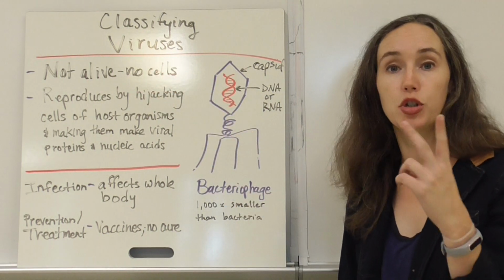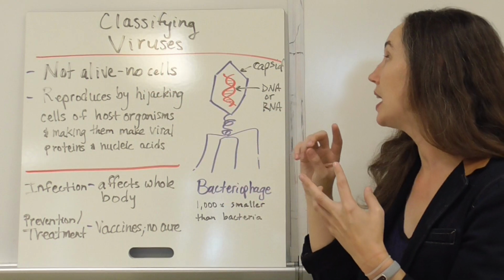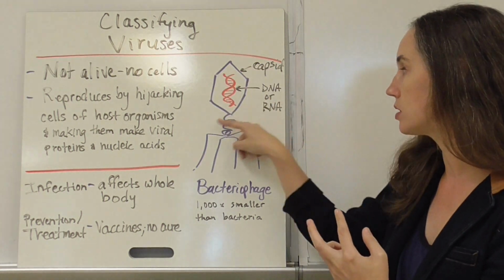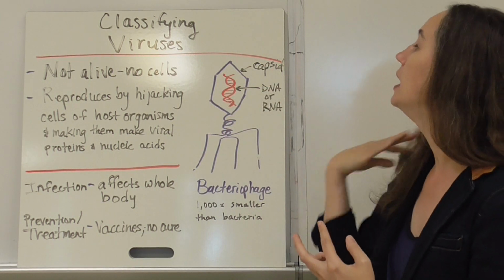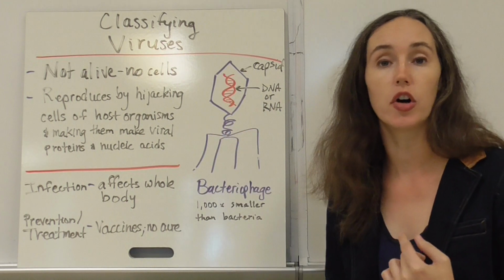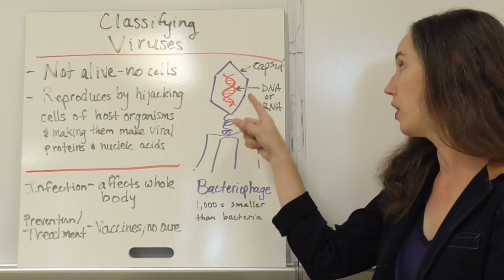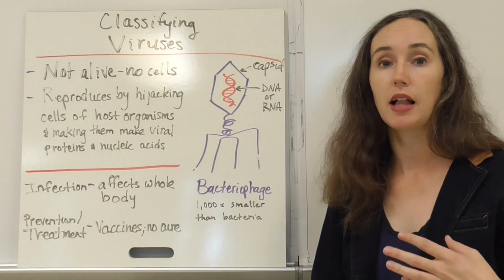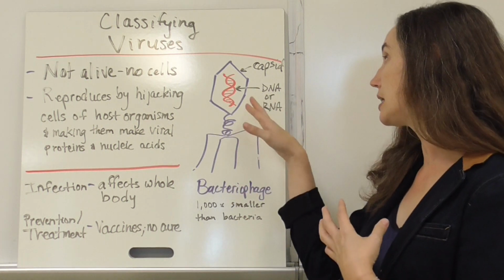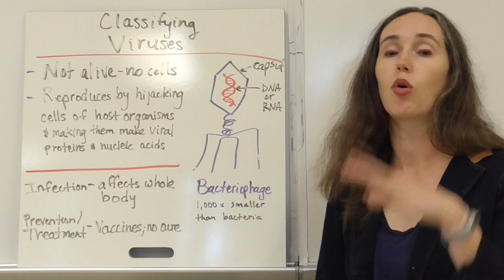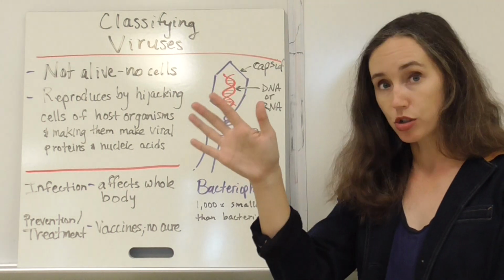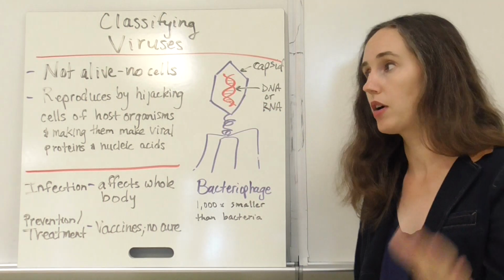They are made of two major ingredients, and that is a capsid protein on the outside, represented here in purple, and then either DNA or RNA, so some kind of nucleic acid, either single or double-stranded on the inside. So that's one way to classify these as either a DNA virus or an RNA virus, a single-stranded virus, or a double-stranded virus.